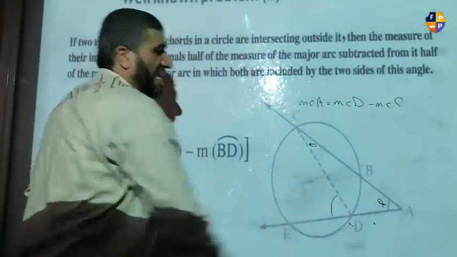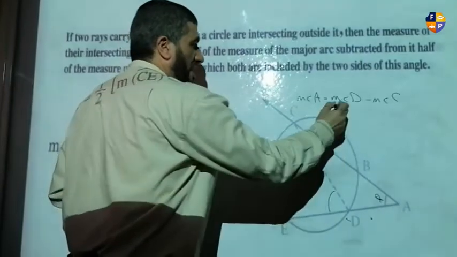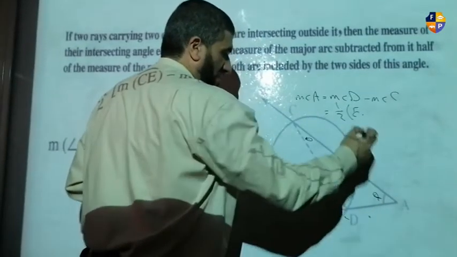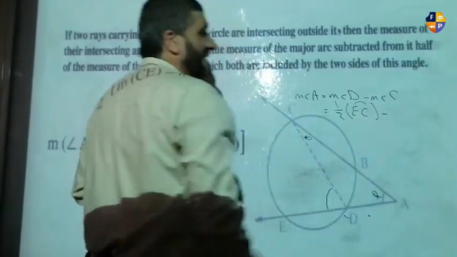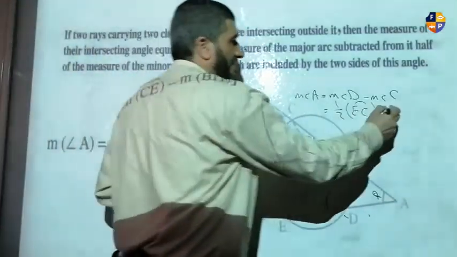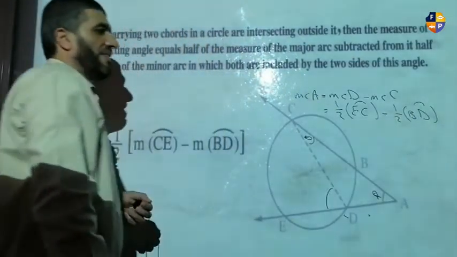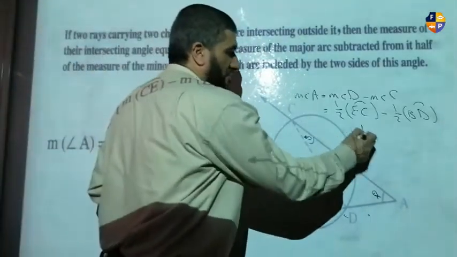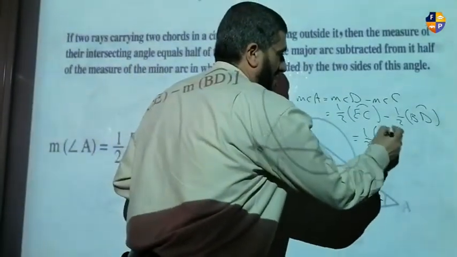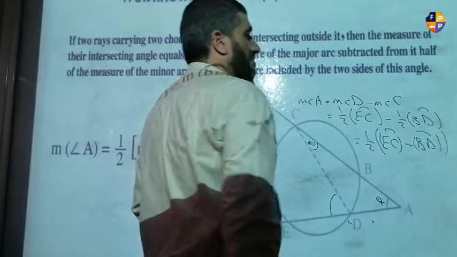But D is an inscribed angle, equal to half this arc, half arc EC. And the measure of C is an inscribed angle, equal to half arc BD. Taking the highest common factor, half, the measure of A equals half of EC minus BD.